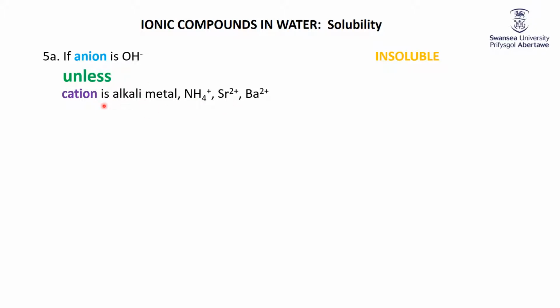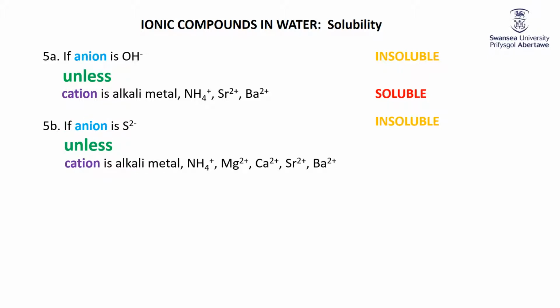Okay, but it is important to note that if the cation is strontium or barium when the anion is hydroxide, then it is soluble. If the anion is sulfide, S2-, it is insoluble, unless, of course you already know some of those exceptions, because you know if the cation is alkali metal or ammonium, it's soluble. But what else? If the anion is sulfide, it is insoluble unless the cation is an alkali metal or ammonium. There's the ones we expect, plus the alkaline earth metal cations.